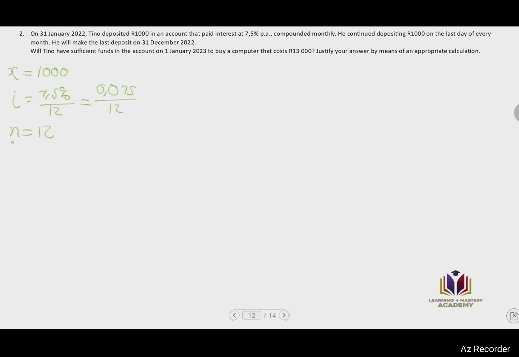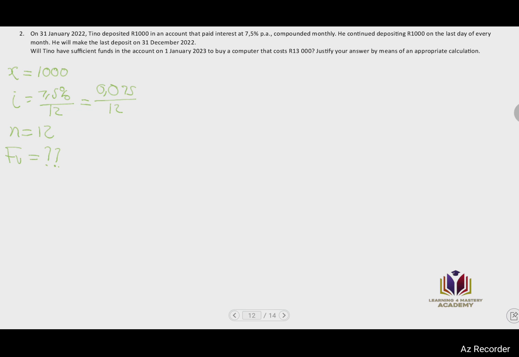Then we go over to the future value. What's going to be the future value? It says, will Tino have sufficient funds in the account on 1 January 2023 to buy a computer that costs 13,000? All right, so we are looking for this. We just want to know now, will he have enough money in this account where he was saving, right, to purchase a computer that costs 13,000. Justify your answer by means of an appropriate calculation.